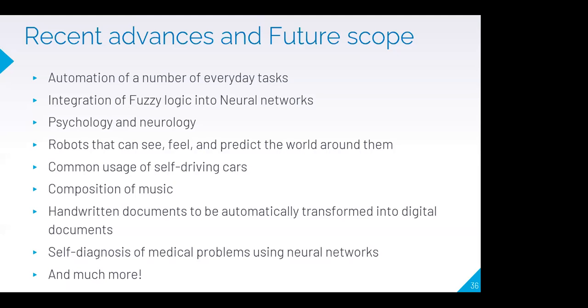Fuzzy logic and neural networks have been integrated for uses as diverse as automated engineering, applicant screening for jobs, the control of a crane, and the monitoring of glaucoma. Other recent advances and future scope include psychology and neurology, the common usage of self-driving cars, the composition of music, handwritten documents being automatically transferred into digital documents, self-diagnosis of medical problems, and so much more.